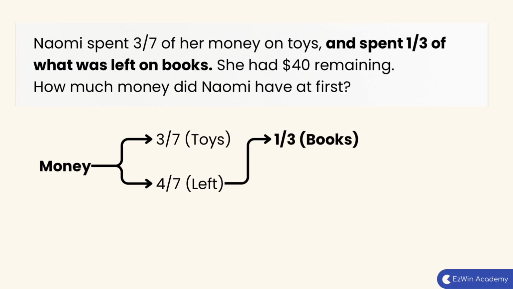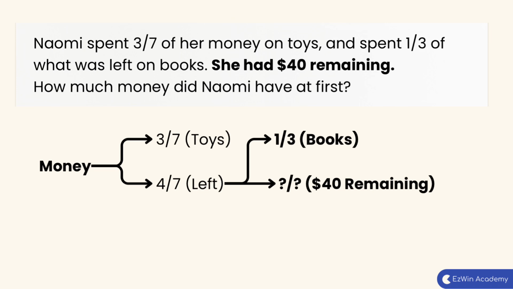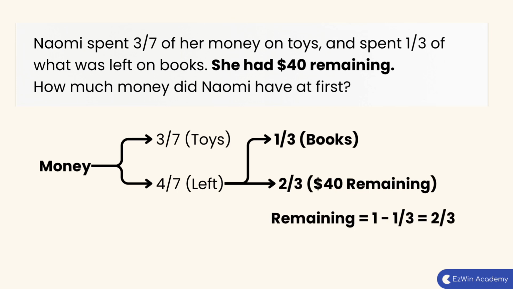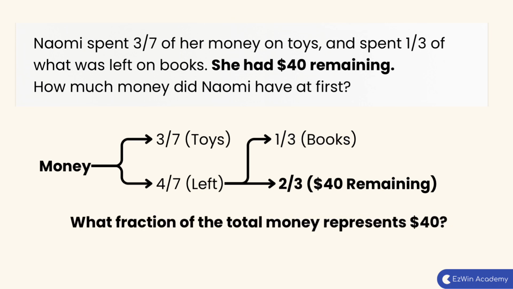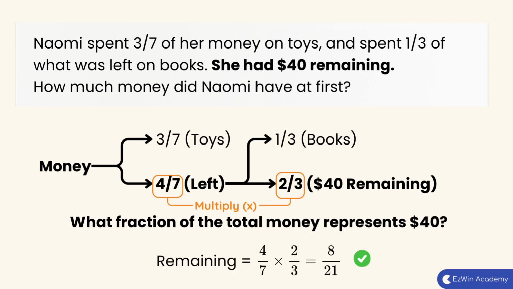Then lastly, we want to branch out to represent the $40 that is remaining. Can you guess what is the fraction to represent the remaining? If you said 2/3, you're right. So once we have added the remaining fraction, the next thing is, what fraction of the total money represents $40? If you answer 2 out of 3, you are absolutely wrong. If you answer 8 out of 21, you are absolutely right. How we get 8 out of 21 is by having 4 out of 7 times 2 out of 3, which gives us 8 out of 21.